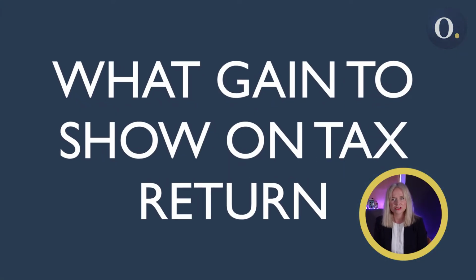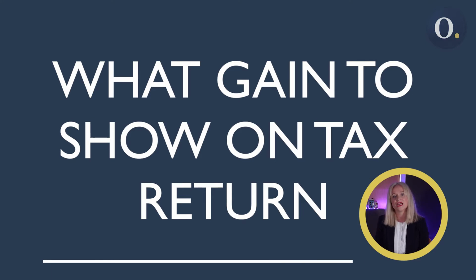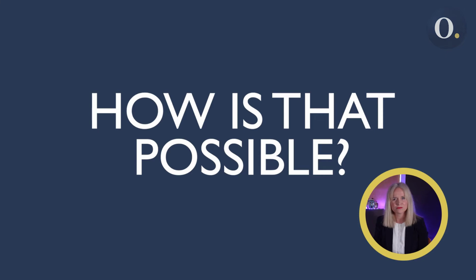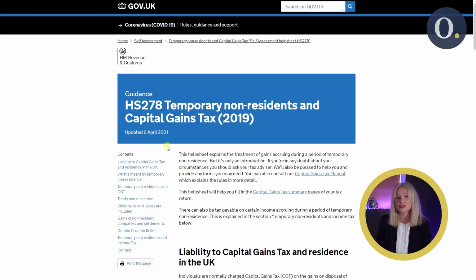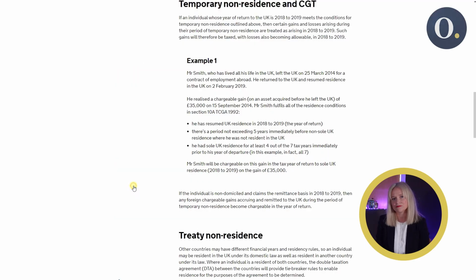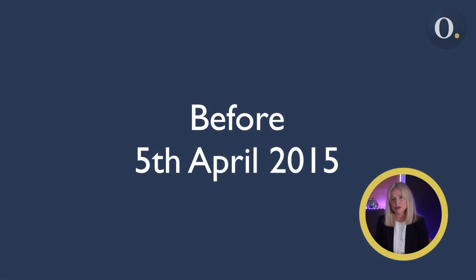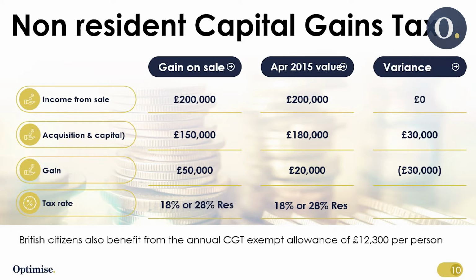Well, now you have a choice. You have a choice as to what gain you get to show on your tax return and therefore how much tax you pay. How is that possible? Well, the reason it's possible is because of UK legislation. If you owned the property before the 5th of April 2015, in certain circumstances, you can elect to ignore any of the gain that occurred up to and including that date, the 5th of April 2015.